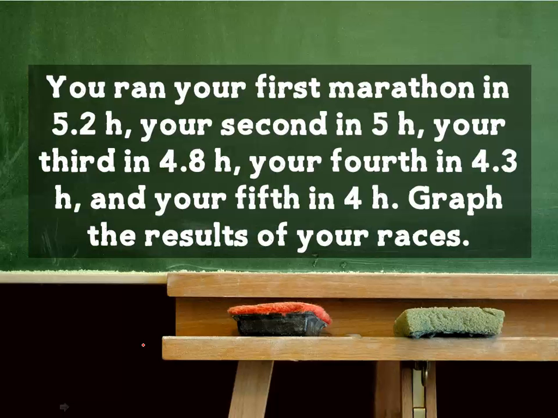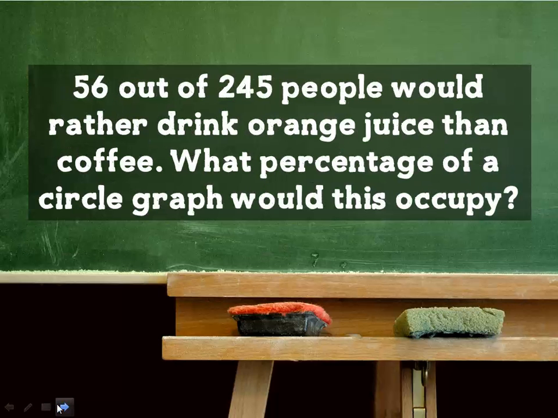You ran your first marathon in 5.2 hours, your second in 5 hours, your third in 4.8 hours, your fourth in 4.3 hours, and your fifth in 4 hours. Graph the results of your races. Finally, 56 out of 245 people would rather drink orange juice than coffee. What percentage of a circle graph would this occupy?